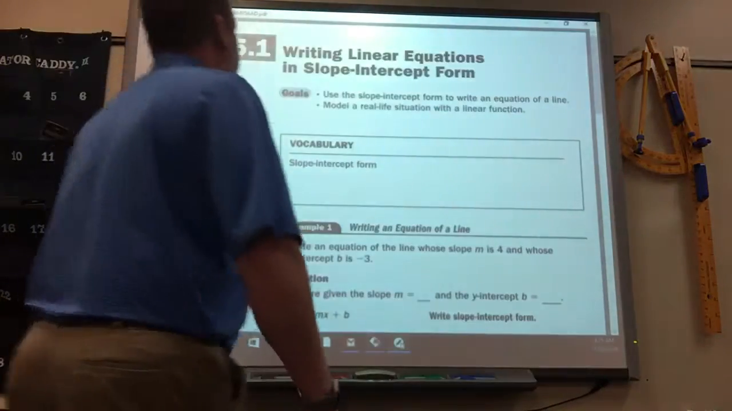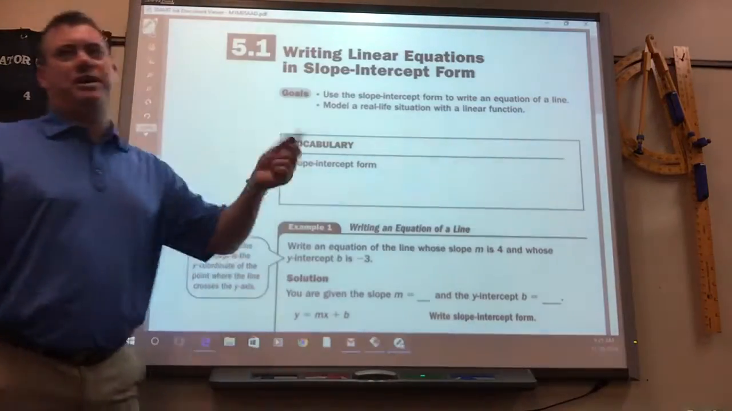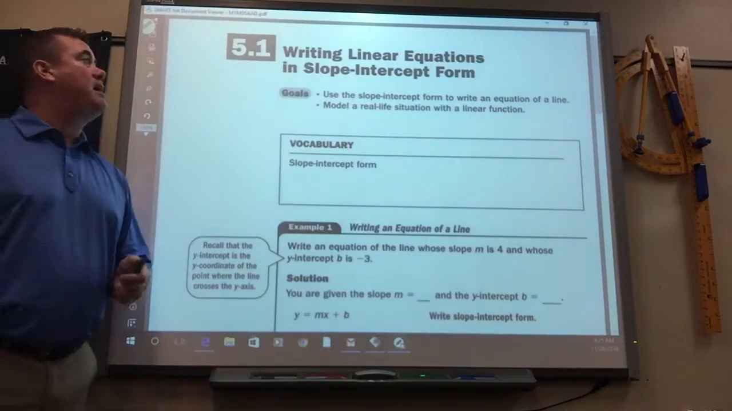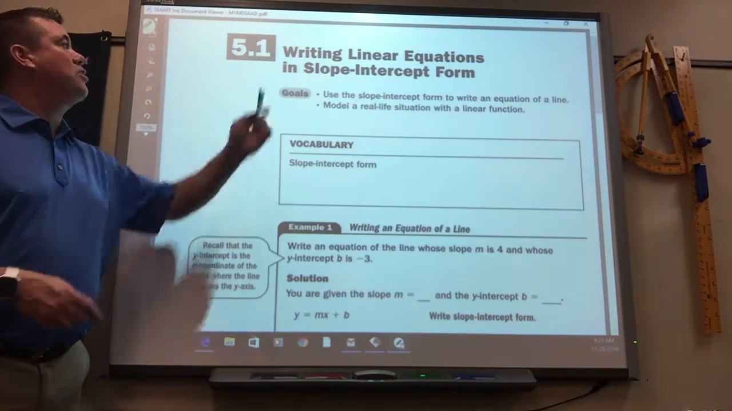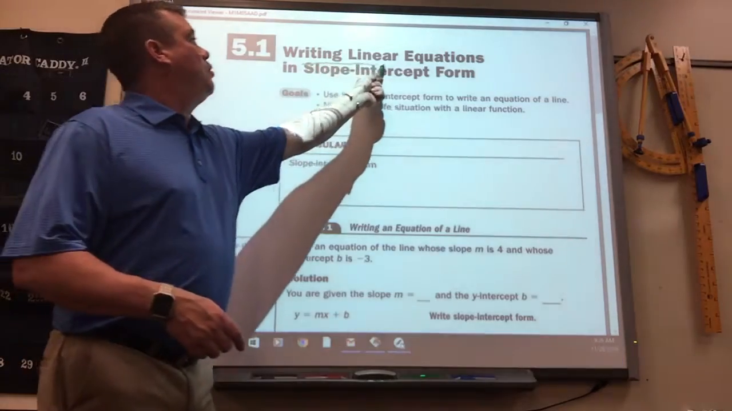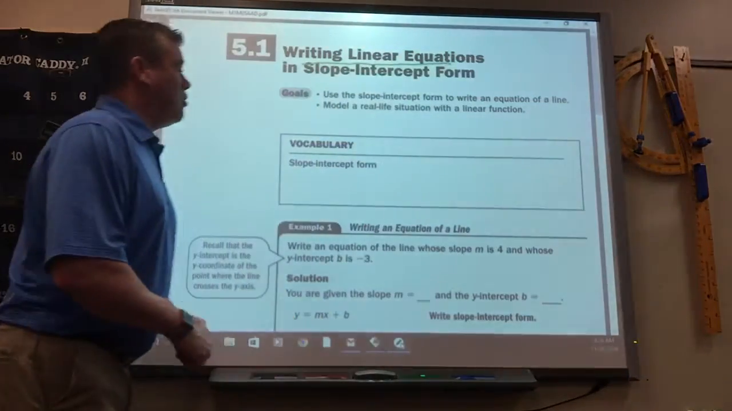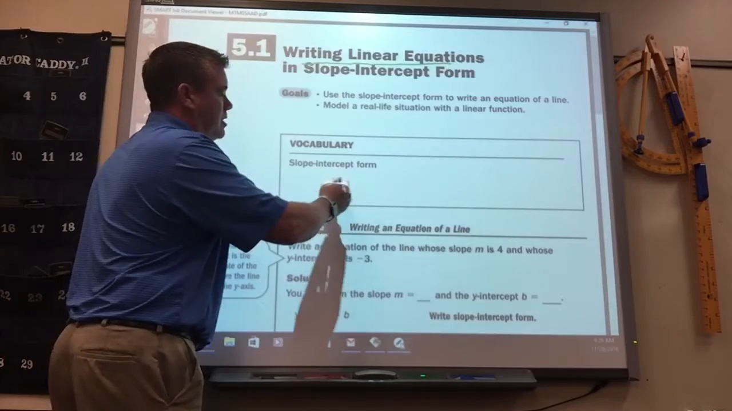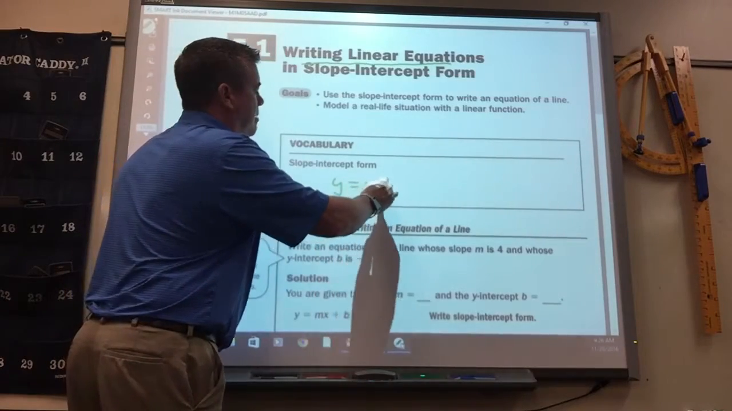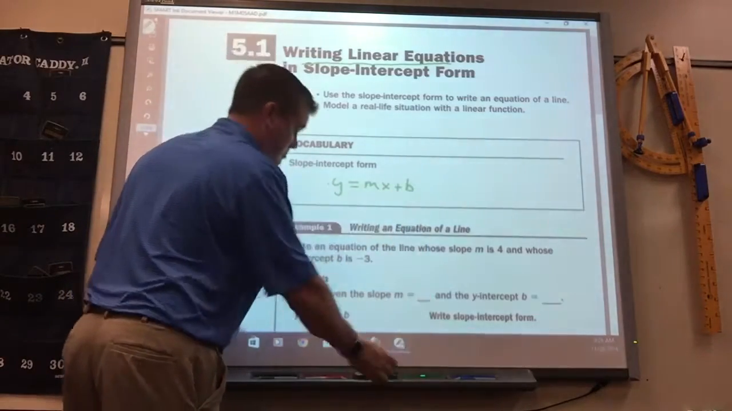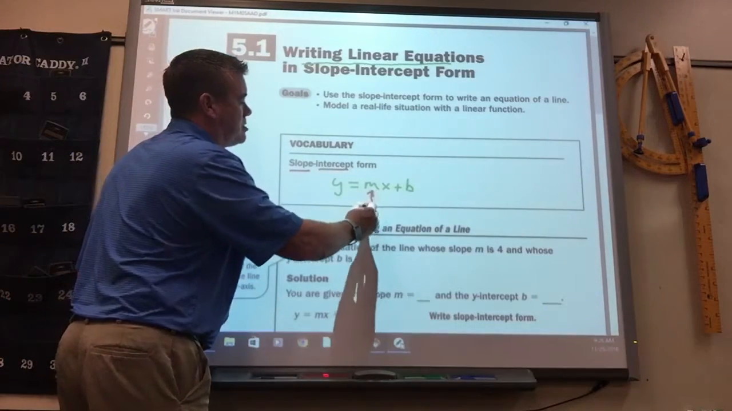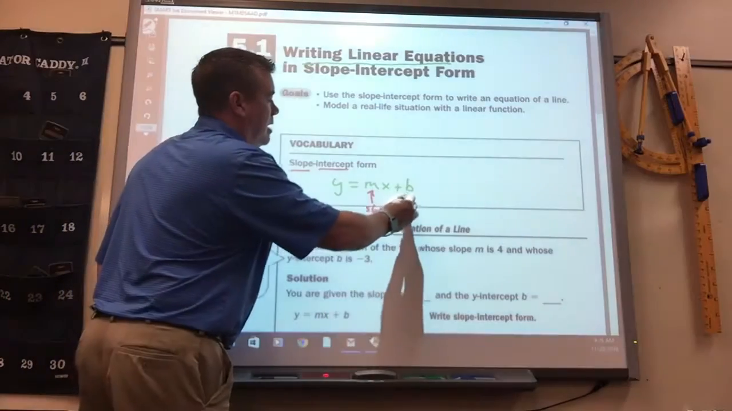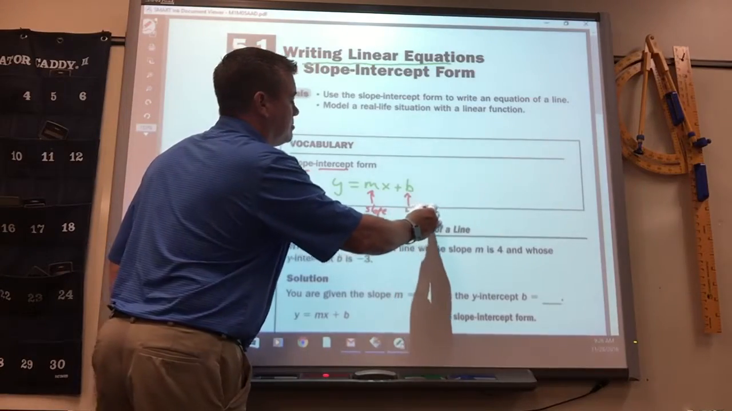The first section, chapter 5, again, this is a continuation of chapter 4 where we graph the lines. We're still going to have to graph them and then also write the equations. So, slope-intercept form is what we've been doing all along, y equals mx plus b. They call it slope-intercept because m is the slope, b is the y-intercept.